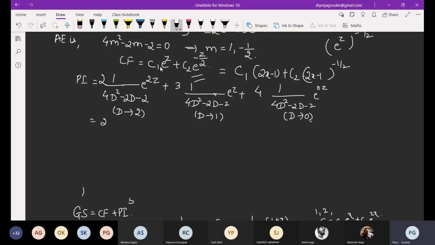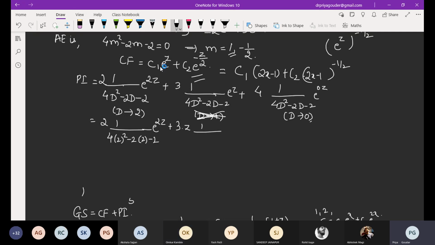Now here let us change it. So 4 into 2 minus 2 into 2 minus 2. What happens here if you replace D by 1 in the second term? The denominator becomes 0, 100%. Why? Because 1 is one of the roots. So don't replace here. What is to be applied then? What is the procedure? If it becomes 0, multiply by z and differentiate.